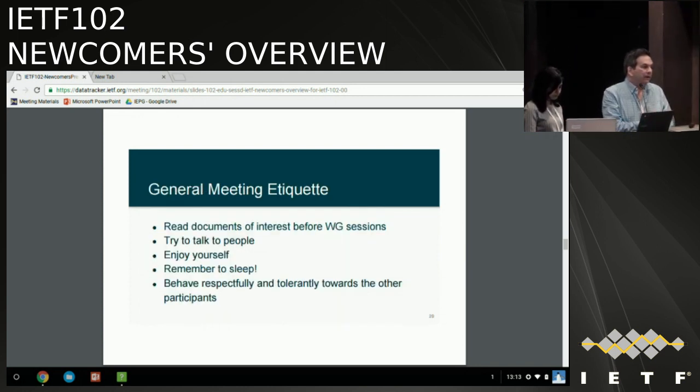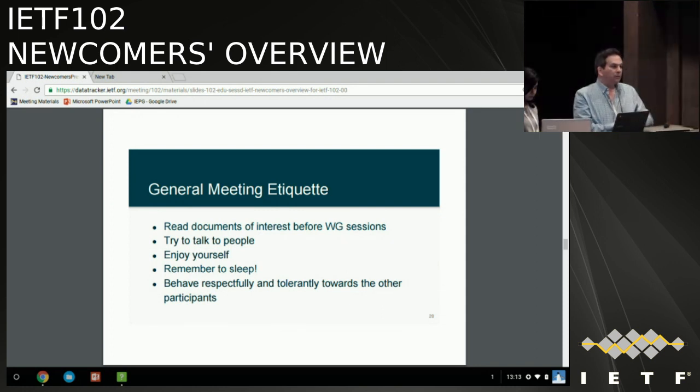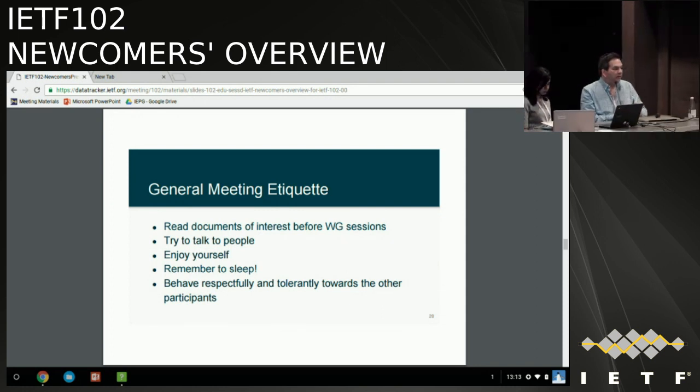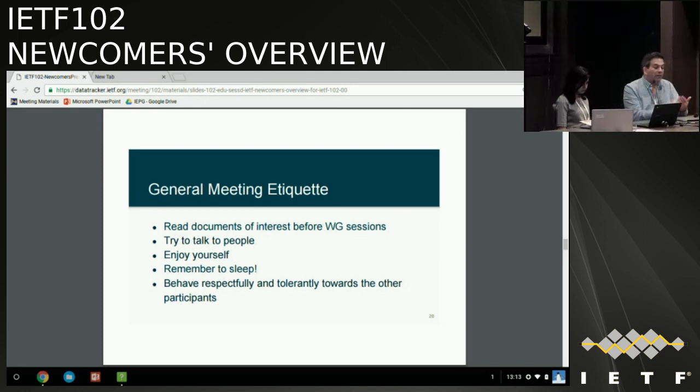The meeting etiquette. This is how to be nice to others and also make the meetings most useful for yourself. Read the documents, or at least the documents that you're interested in, beforehand: datatracker.ietf.org/wg/working group name. Have familiarity with the documents, because people won't be presenting the documents, they'll be presenting what's changed in the documents, and that can be confusing if you haven't been following along.